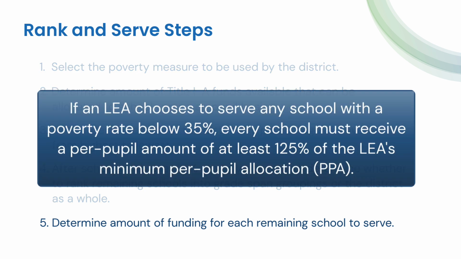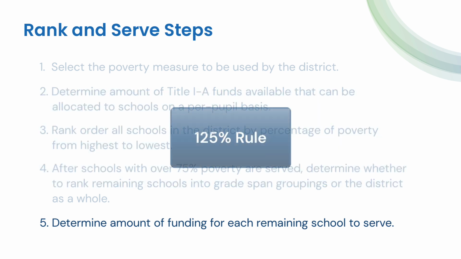If an LEA chooses to serve any school with a poverty rate below 35%, every school must receive a per-pupil amount equal to at least 125% of the LEA's minimum per-pupil allocation, or PPA. This is referred to as the 125% rule. Reach out to ODE for more information if your LEA chooses this option.